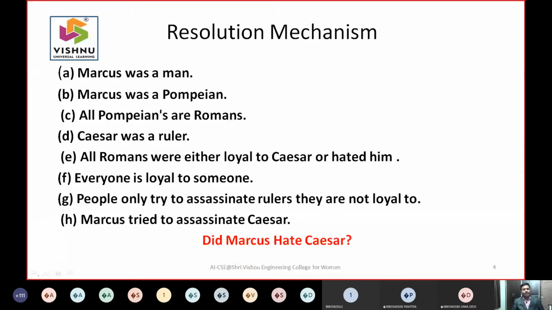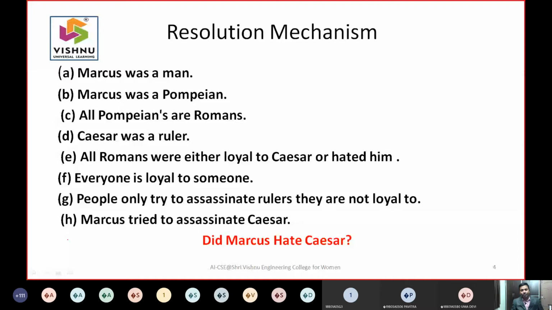It was very clear that all Romans are either loyal or hated him. People only try to assassinate rulers they are not loyal to. So Marcus tried to assassinate the ruler. The meaning is he didn't like the ruler. So that is what your inference is.